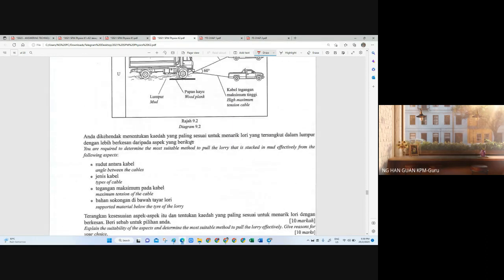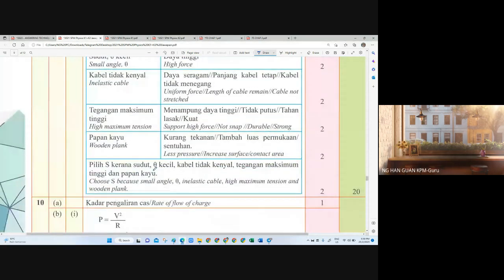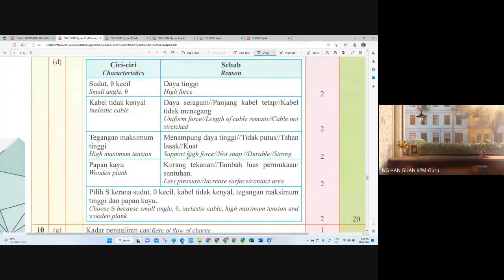So I think this answer should be fine. The tension should be high, so that you can support a higher force and produce a higher force. Or maximum tension, the maximum tension it can support should be higher. The angle should be small so they can produce a higher force.